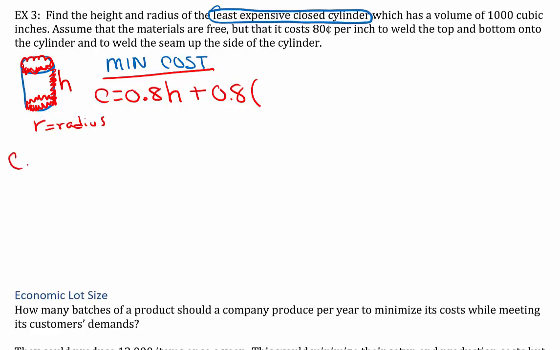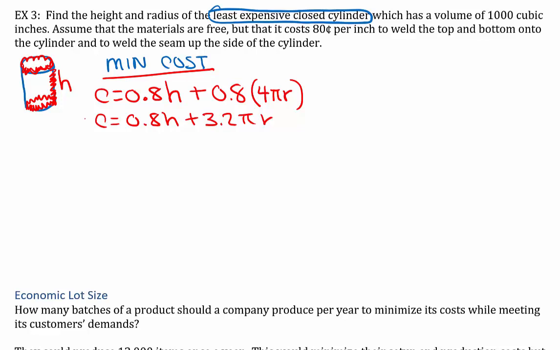The circumference of a circle is 2 pi r. So that's the distance around one circle. The distance around 2 circles would be 4 pi r. Okay, so my cost equation is 0.8 h plus 3.2 pi r.